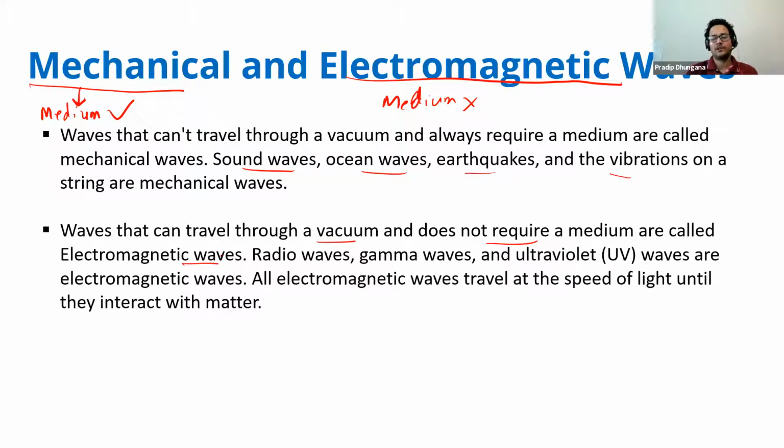Now waves that can travel through a vacuum and do not require a medium are called electromagnetic waves. It does not require a medium. Examples: radio waves, gamma waves, ultraviolet waves are electromagnetic waves.